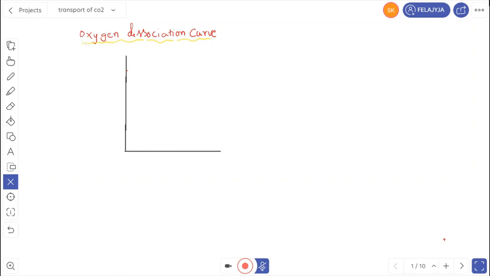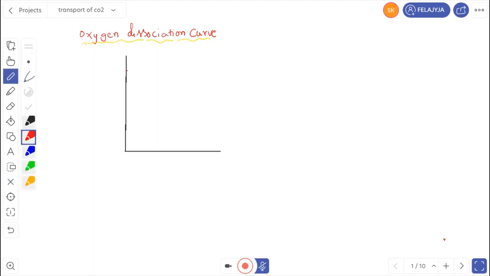Good morning, dear students. So today's topic will be oxygen dissociation curve and also transport of carbon dioxide. We'll complete this topic today. So oxygen dissociation curve. What is the meaning of the oxygen dissociation curve?